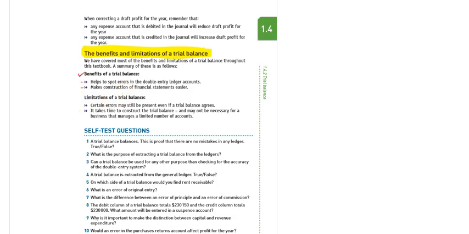Limitations of the trial balance. First one is certain errors may still be hidden in cases where the trial balance still balances, and the second one is it takes time to construct the trial balance and may not be necessary for a business that manages a limited number of accounts. So there will be no need to make a trial balance, but it's better to make a trial balance just to make the financial statement more quickly and easily. Okay. So here are some trial balance benefits and limitations.